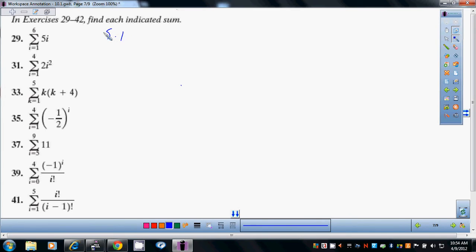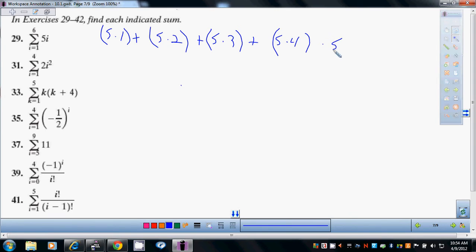That'd be 5 times 1 plus 5 times 2, 5 times 3, 5 times 4, 5 times 5, plus 5 times 6. Now, if you notice, none of these are more than 5 steps, except for that one. So they tried to keep the numbers you're having to add together small.